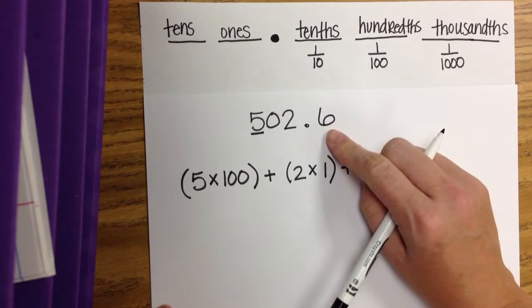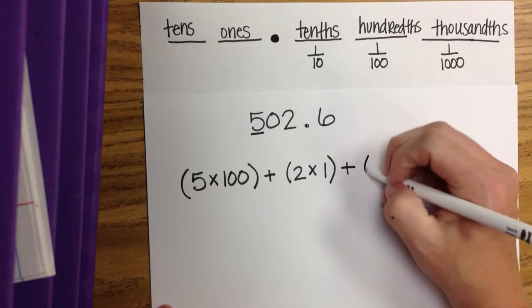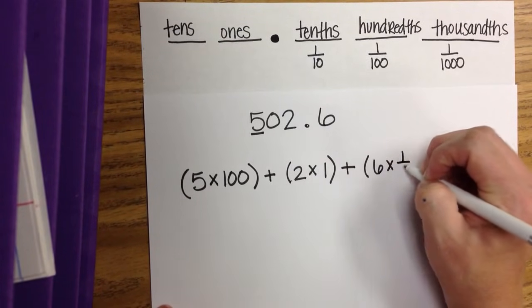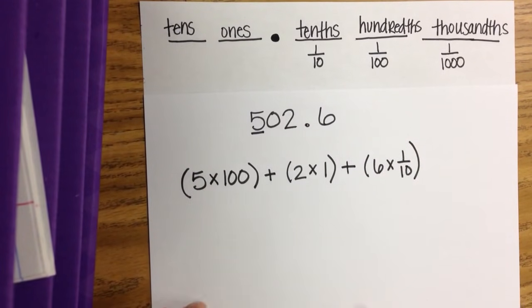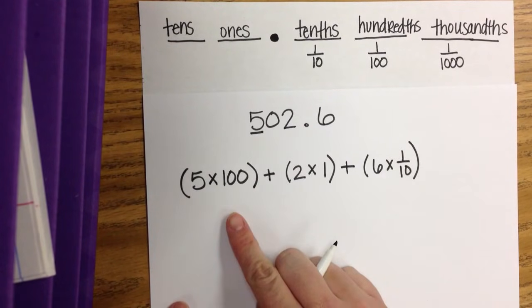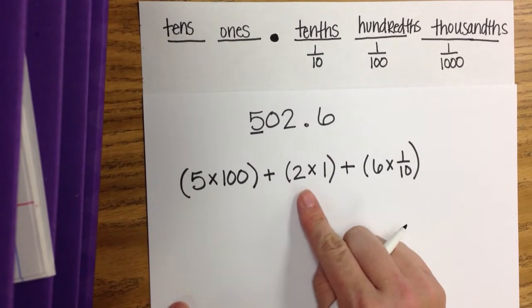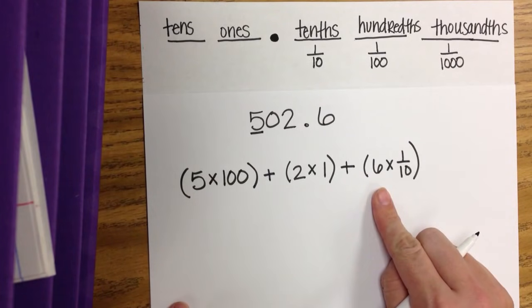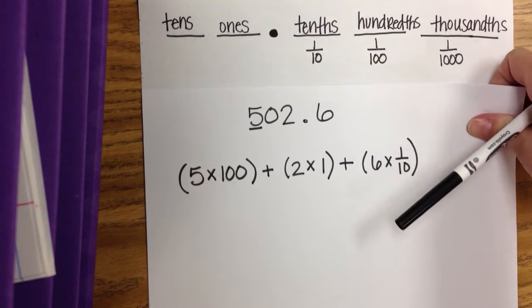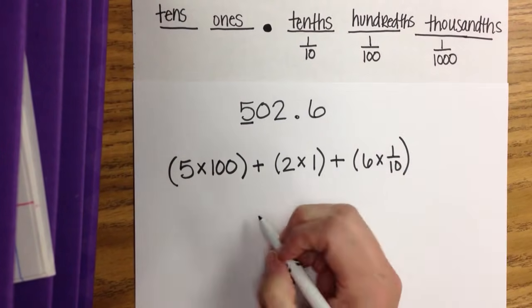plus I have the 6 that is in the tenths place representing 1/10, so it is 6 times 1/10. So 502 and 6/10 represented in expanded form is 5 times 100 plus 2 times 1 plus 6 times 1/10.